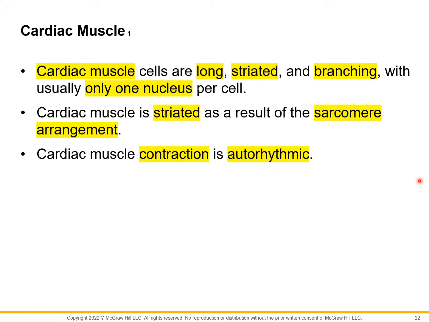And its contraction has been described to be autorhythmic. Alright, autorhythmic. So it is involuntary, but at the same time, this is producing a constant, steady rhythm unless a stimuli would trigger the heart to either speed up or slow down. Alright, so that's what we mean when we say auto-rhythmic. Involuntary, pero may steady na sinusunod na rhythm.